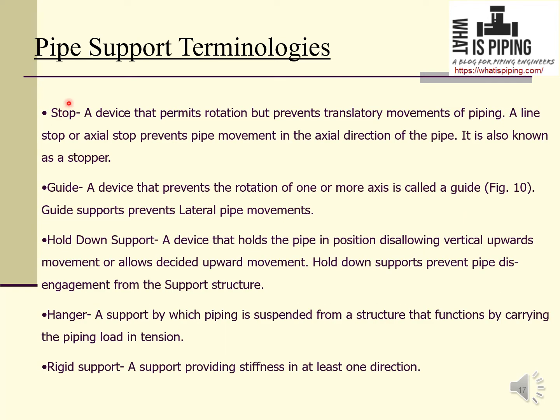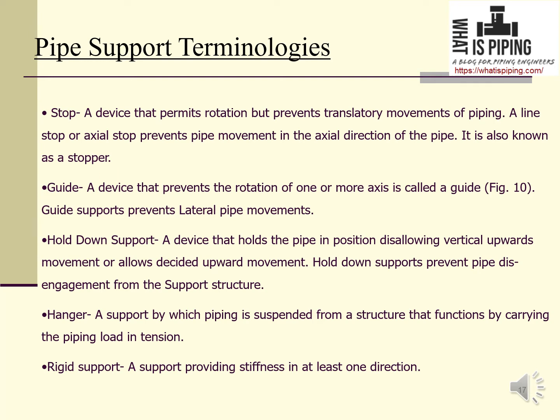Next, stop or line stop or axial stop. A device that permits rotation but prevents translatory movements in piping is called a stop. A line stop or axial stop prevents pipe movement in the axial direction or longitudinal direction of the pipe. It is known as a stopper.